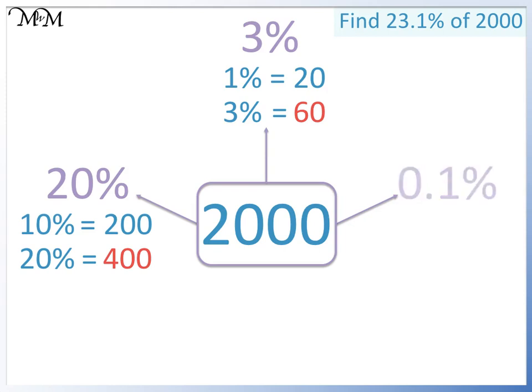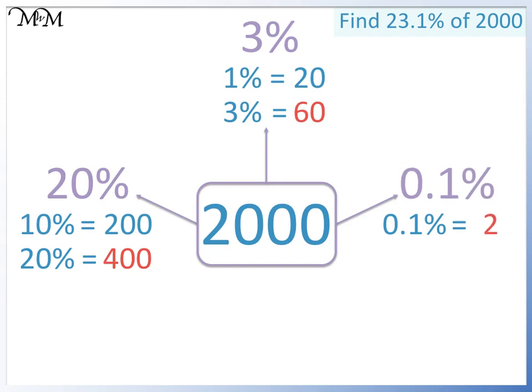Finally, we'll find 0.1% of 2000. To find 0.1% we divide by 1000. 2000 divided by 1000 equals 2. We now know 20%, which is 400, 3%, which is 60, and 0.1%, which is 2.